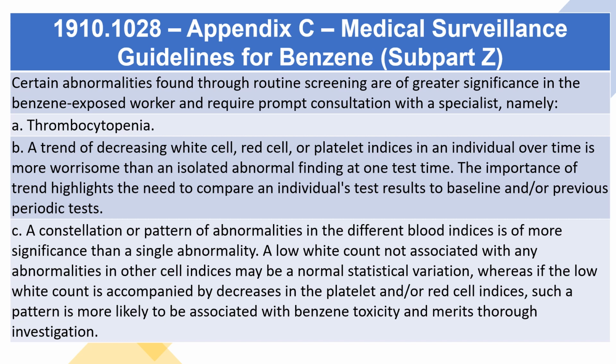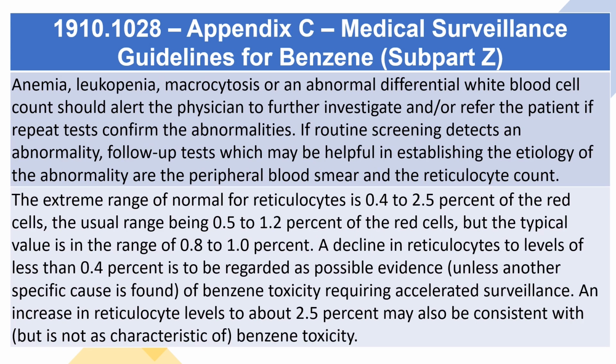C. A constellation or pattern of abnormalities in the different blood indices is of more significance than a single abnormality. A low white count not associated with any abnormalities in other cell indices may be a normal statistical variation, whereas if the low white count is accompanied by decreases in the platelet and/or red cell indices, such a pattern is more likely to be associated with benzene toxicity and merits thorough investigation. Anemia, leukopenia, macrocytosis, or an abnormal differential white blood cell count should alert the physician to further investigate and/or refer the patient if repeat tests confirm the abnormalities.